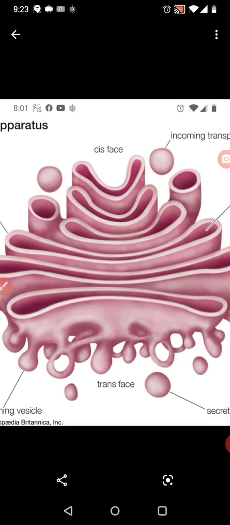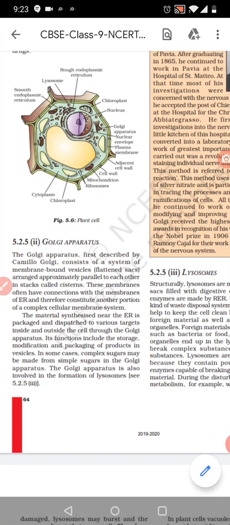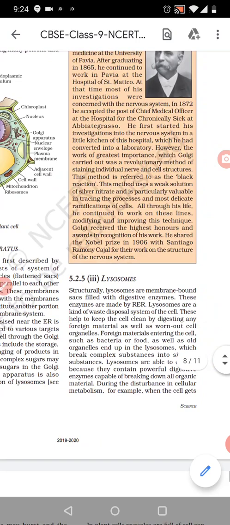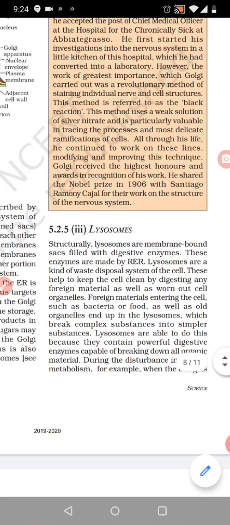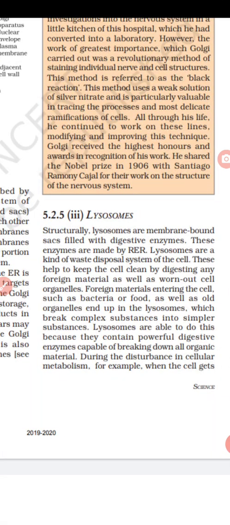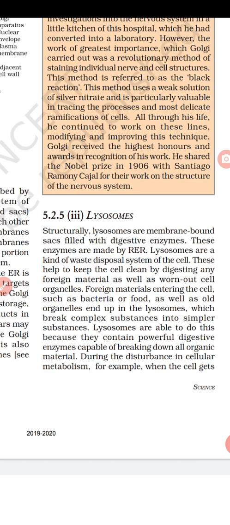Now children, the next cell organelle is lysosomes. Lysosomes is another cell organelle. These lysosomes are also membrane-bound structures, or we can say covered membrane cell organelles, children. Just now we have studied the Golgi apparatus. The next is lysosome. Children, I repeat again, lysosomes is also a membrane-bound organelle.